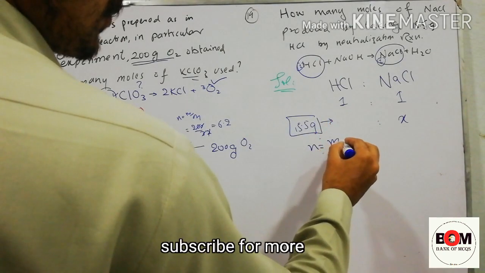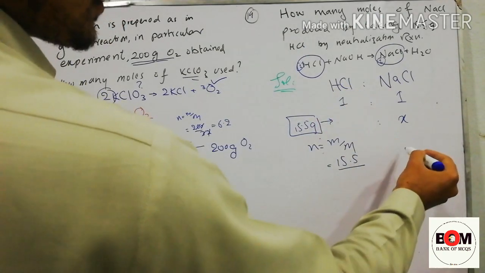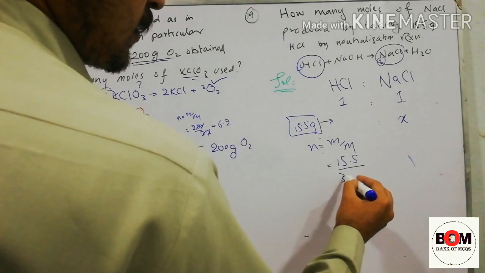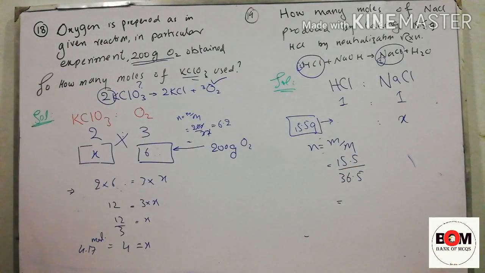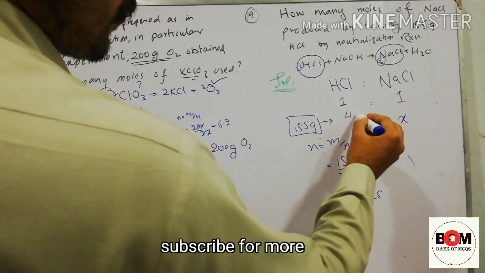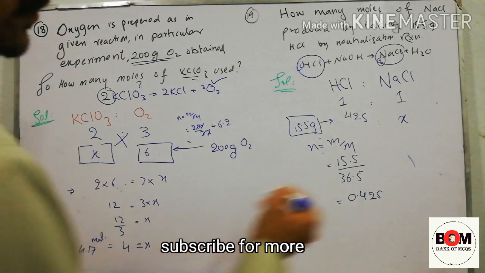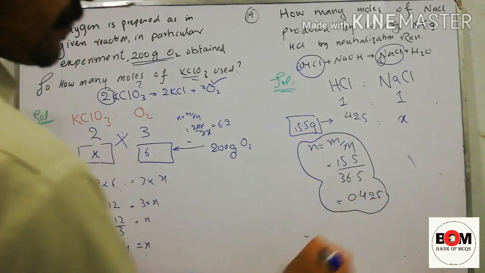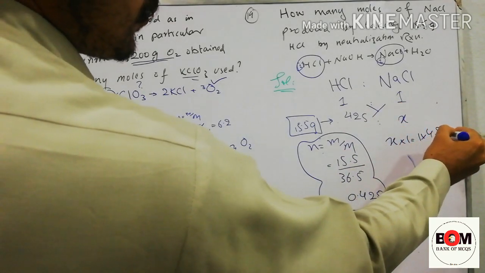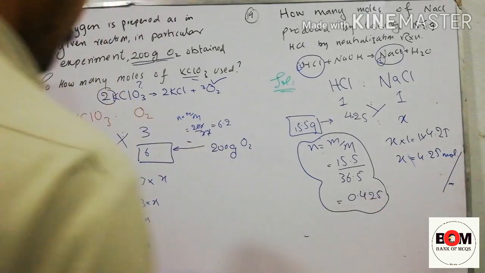So we will convert HCl mass into moles. We know that number of moles is equal to mass divided by molar mass. The mass is 15.5 gram. The molar mass of HCl: hydrogen molar mass is 1, and that of Cl is 35.5, so the molar mass of HCl is 36.5. From this we will get 0.425 mole. So I converted mass into number of moles. The next step is just cross multiplication. X multiplied by 1 is equal to 1 multiplied by 0.425, so x is equal to 0.425 mole, and this is the answer.